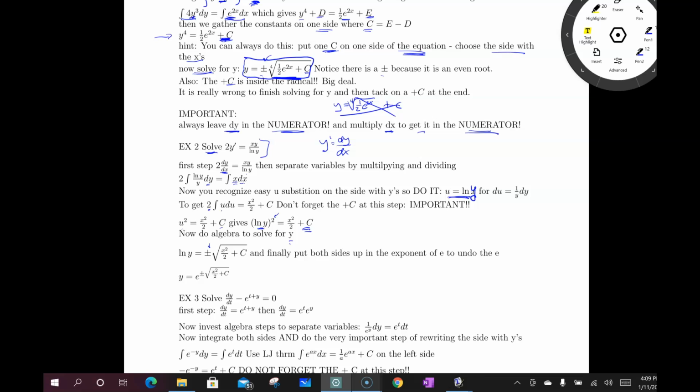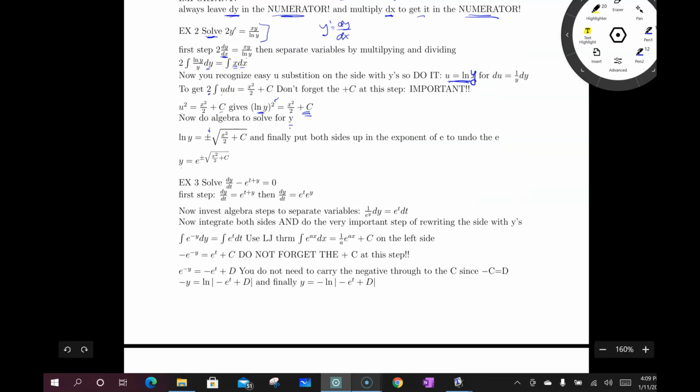And then I'm going to take the e of both sides. So e to the ln goes away, so I just get y. So this is all in the exponent of the e. All right, looking at this one.